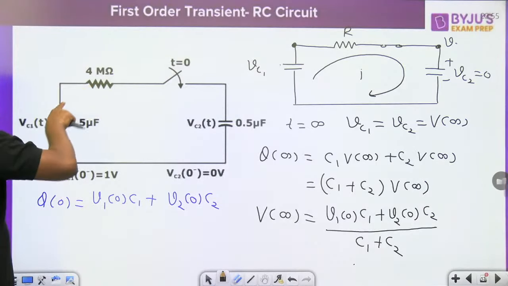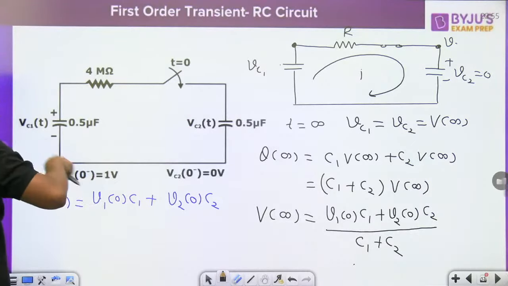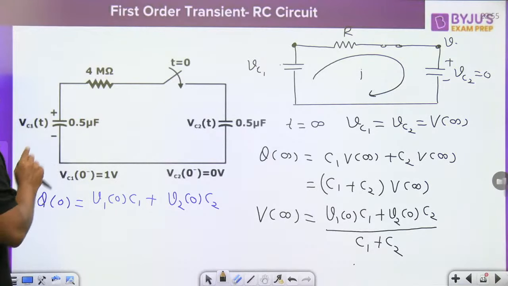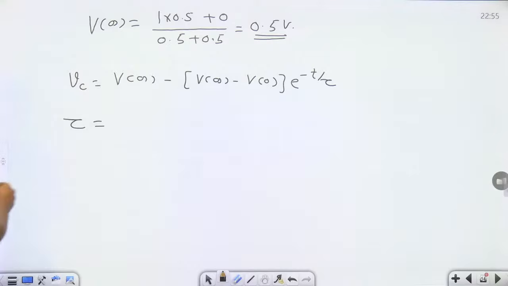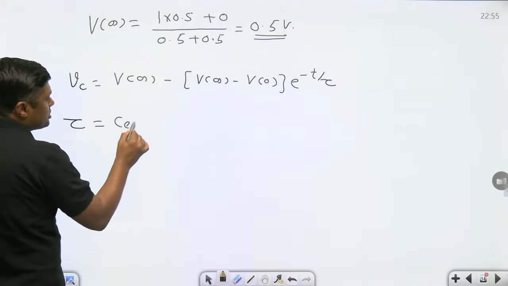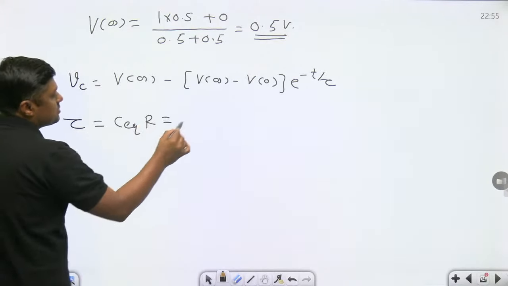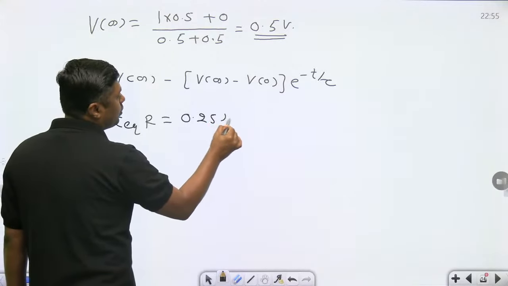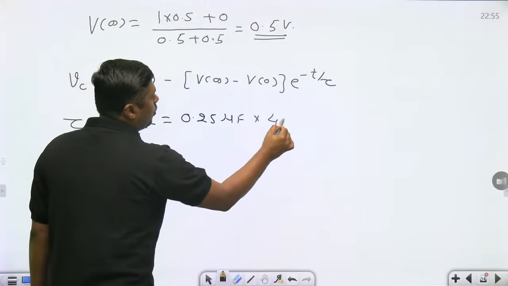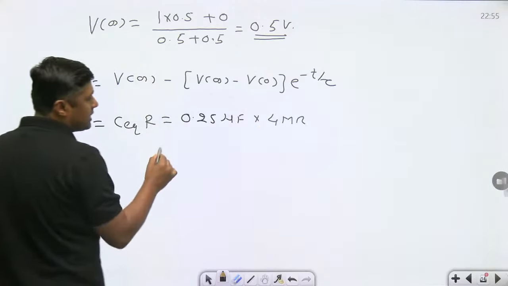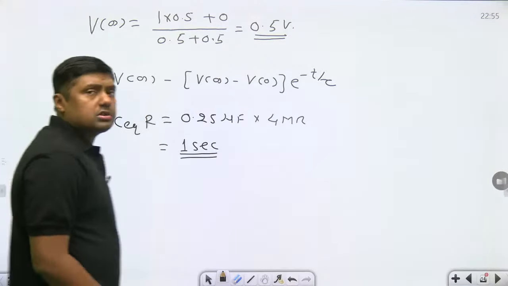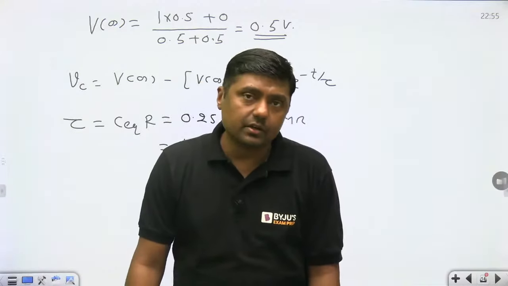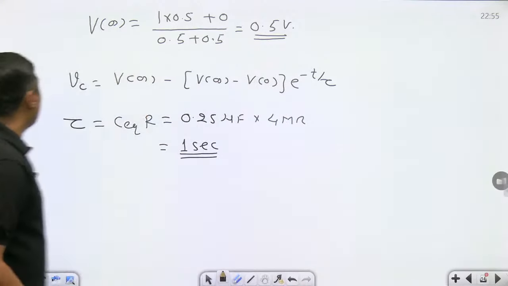Now these two capacitors are in series. So 0.5 microfarad means what? 0.25 microfarad. And this is the 4 mega ohm. So time constant will become C equivalent into R, that is 0.25 microfarad into 4 mega ohm. Mega and micro cancel and that becomes 1 second. That is the time constant, 1 second, right?